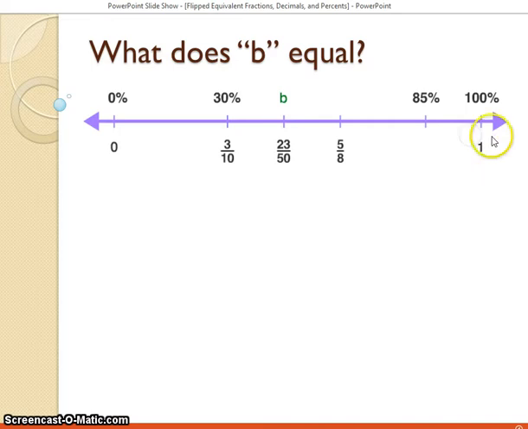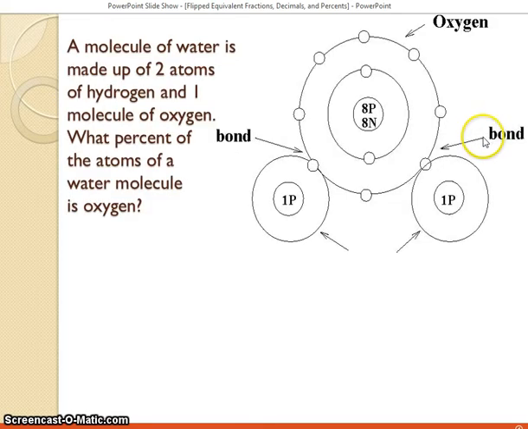Let's try an application. Think Mr. Coons' class. A molecule of water is made up of 2 atoms of hydrogen, so that's important information. We have 2 hydrogen and 1 atom of oxygen, so we have 1 oxygen. What percent of the atoms of the water molecule is oxygen? Well, we have 1 oxygen, that's the part that we have, out of how many? How many make 1 whole? We have 1 oxygen, 2 hydrogen, so that makes 3 altogether.